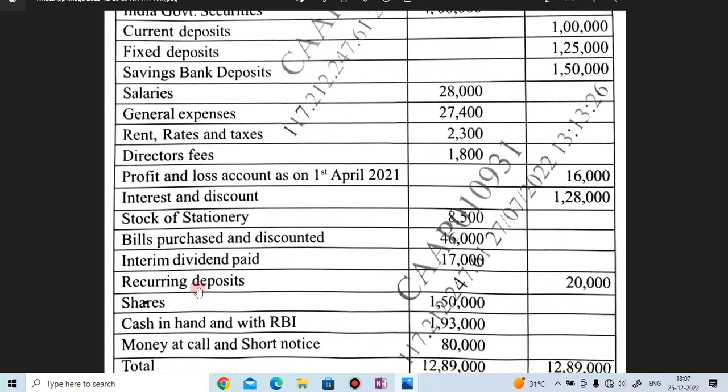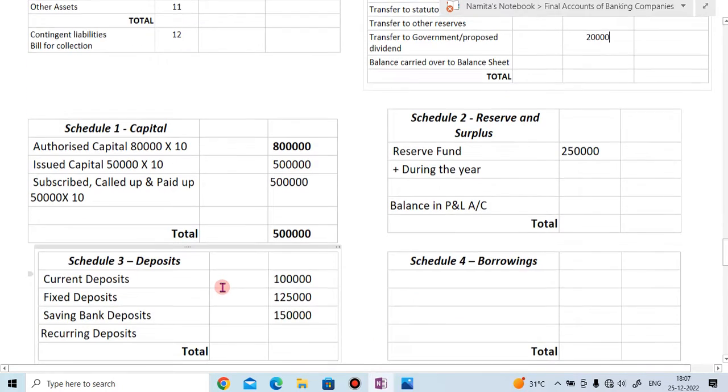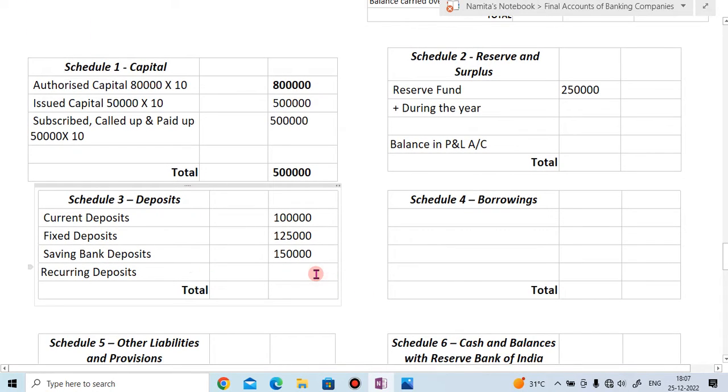Now after interim dividend, the recurring deposit will come in schedule number 3. 20,000 is the recurring deposit. So write it in schedule number 3.